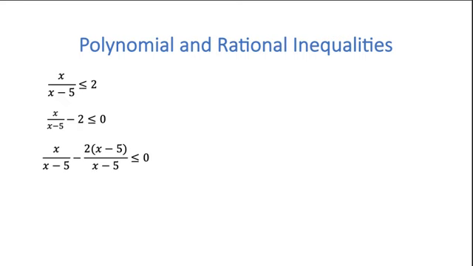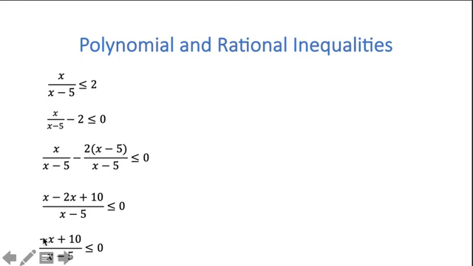So I have x over x minus 5 minus 2 times x minus 5 over x minus 5. One thing that students get wrong is they have trouble when they distribute this -2. So notice I have x minus 2x plus 10. Make sure you understand why that's a positive 10 up top. Okay, and the denominator is x minus 5. And when I simplify that, I end up with -x plus 10 over x minus 5, and that's less than or equal to 0.